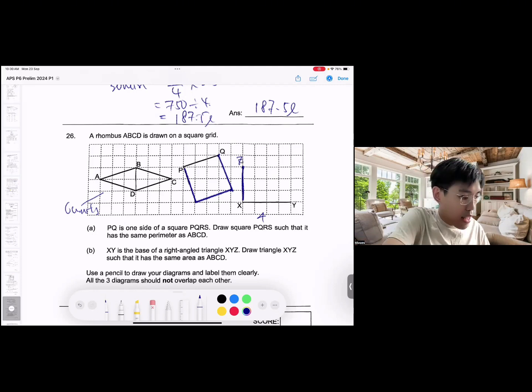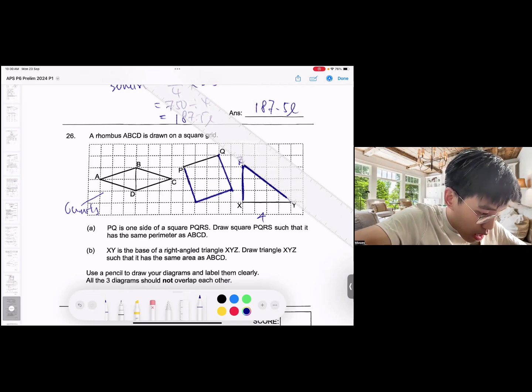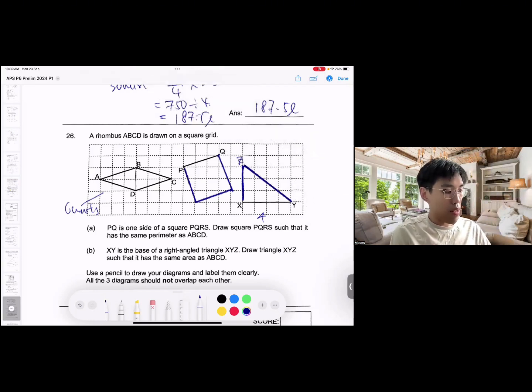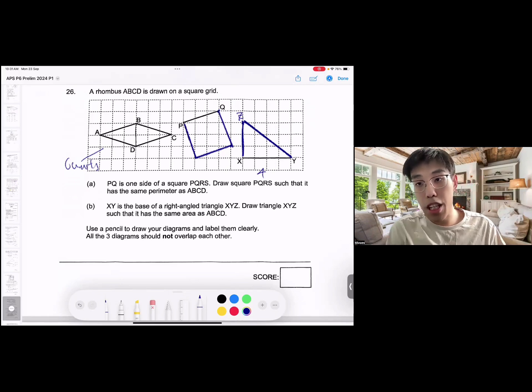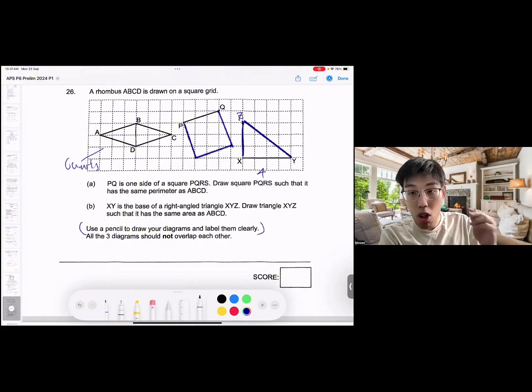And then I draw it downwards like that. Right angle, because they already mentioned it's a right angle triangle. Yeah, like that. So this is your Z. All 3 diagrams should not overlap each other. Here they explicitly tell you to use a pencil to draw diagrams and label them clearly. Even if they don't tell you, you must use pencil. Use pencil to draw your diagrams.